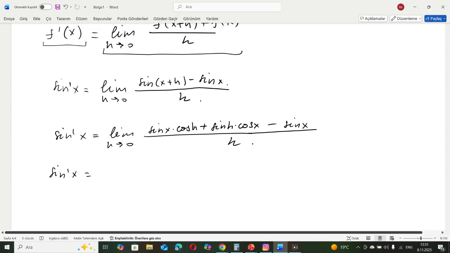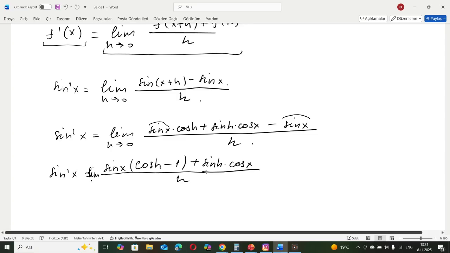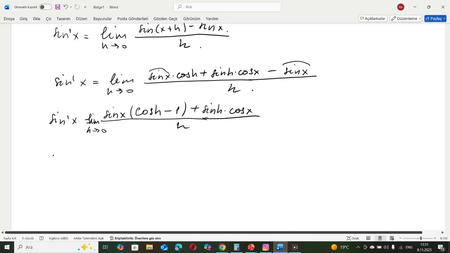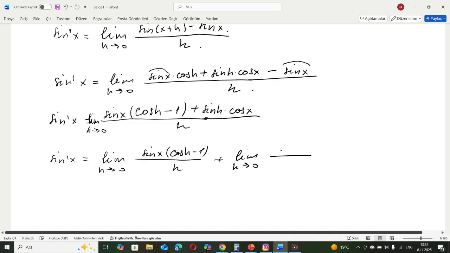But before we do that, let's take sine x here as a coefficient. So what we have here is sine x times (cosine h minus 1) plus sine h times cosine x, all divided by h. And don't forget the limit. These limits are all the same. And our derivative of sine x is equal to the limit when h goes to 0 of sine x times (cosine h minus 1) divided by h, plus the limit when h goes to 0 of sine h times cosine x divided by h.